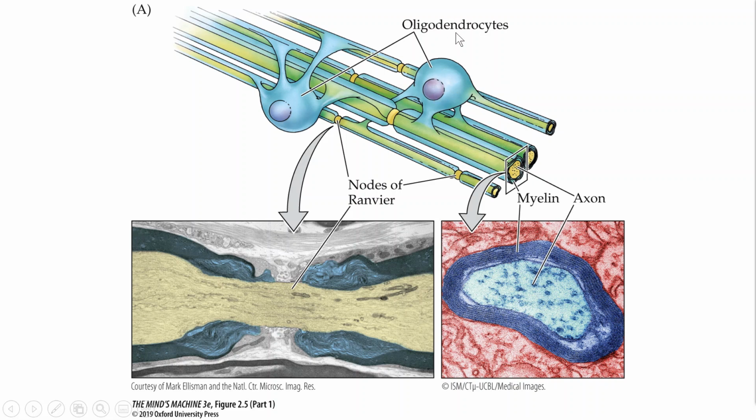Schwann cells are just a single cell that wrap themselves around, so they don't have these branches. But again, the oligodendrocytes are in the central nervous system. The Schwann cells are in the peripheral nervous system. They're both producers of that myelin sheath around axons.